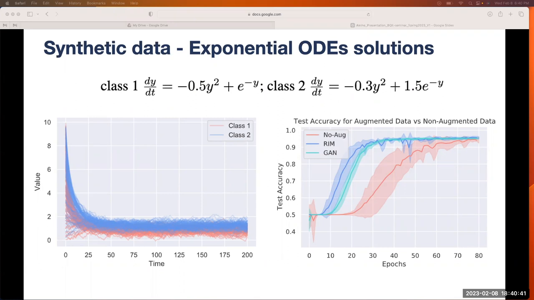The right plot shows the training performance, or the test accuracy curves, using the original non-augmented time series data, red color, time GAN, which is the state of the art data augmentation technique used in machine learning, the green color, and our recursive time series augmentation, the blue color. As we can see, our method outperforms both of the other techniques.